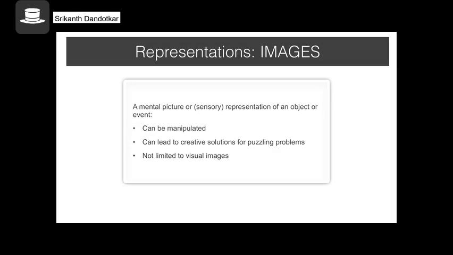So coming to the pictorial representation, the images. Now, what is an image? Well, an image is a picture or a sensory representation of an object or an event in the real world. So when I say apple, well, did you picture an apple, an image of an apple, in your mind? Well, that is an image, right? So an image is a mental picture, a sensory representation, a sensory symbol of the actual object or event in the real world.